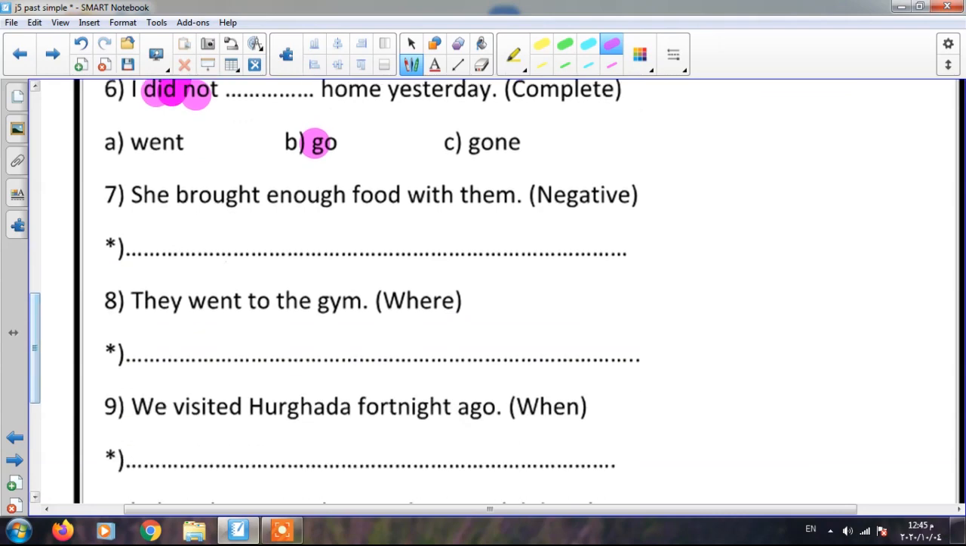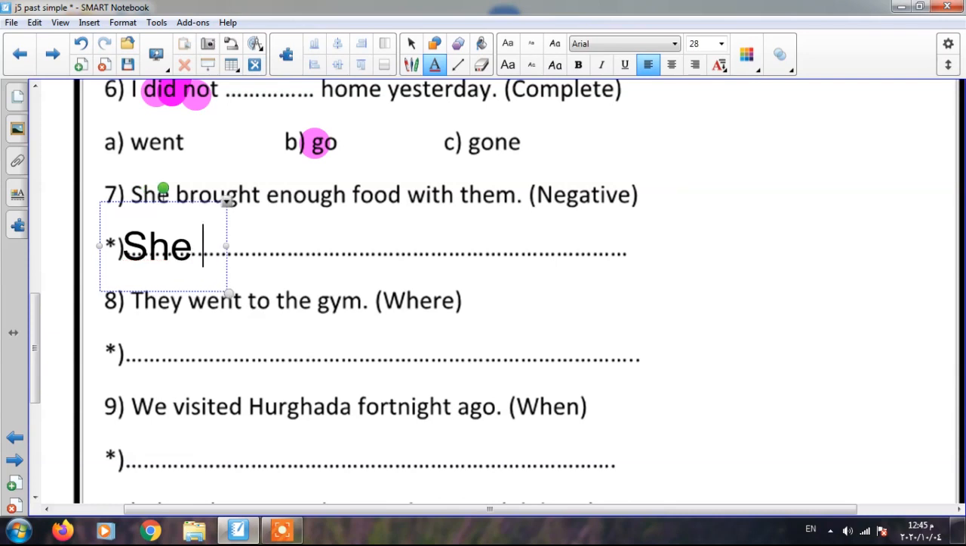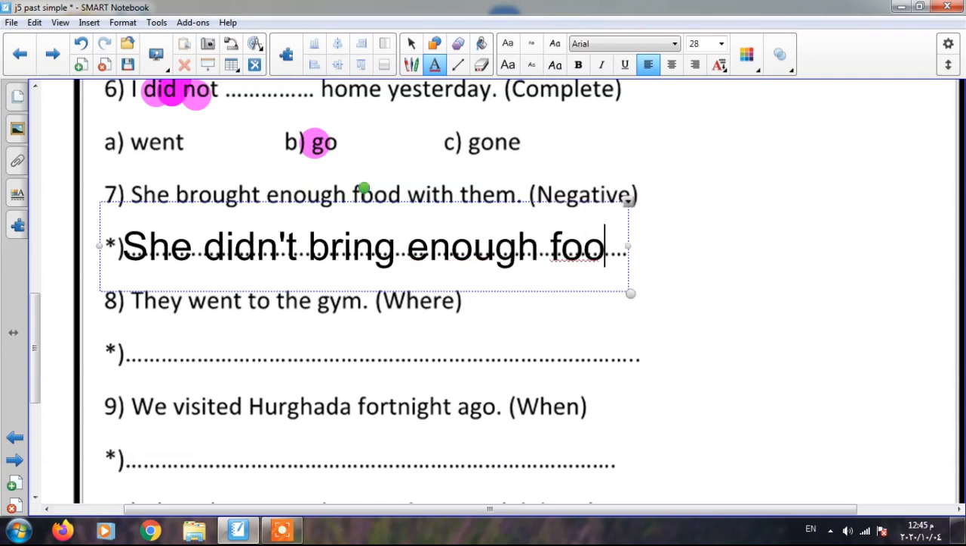The next one. She brought enough food with them. So here I need to change this one to negative. So I will say she, and after she I put the negative, which will be didn't. Excellent. So she didn't. And after didn't, infinitive verb. So the infinitive of brought is bring. So she didn't bring enough food with them.